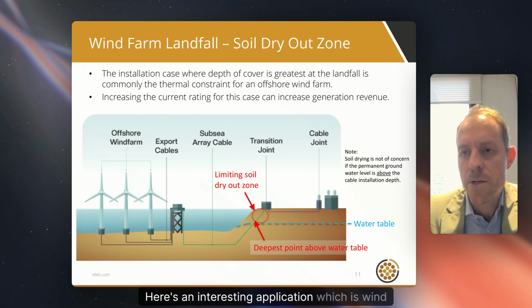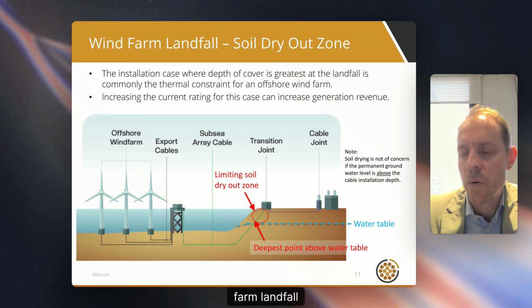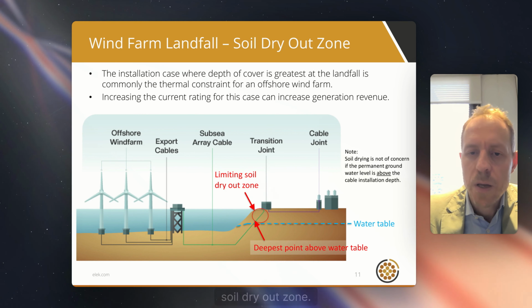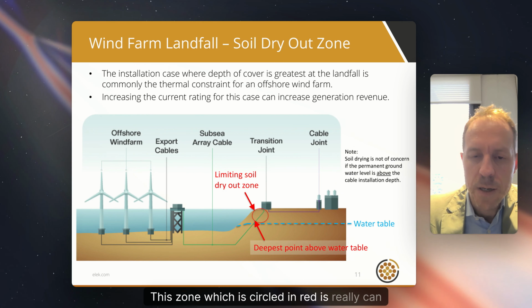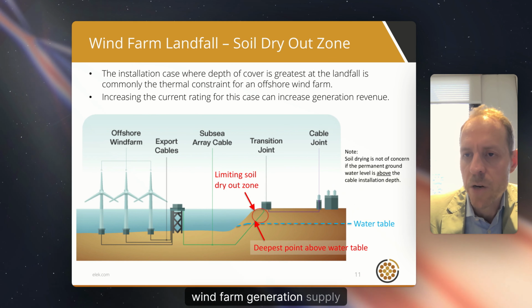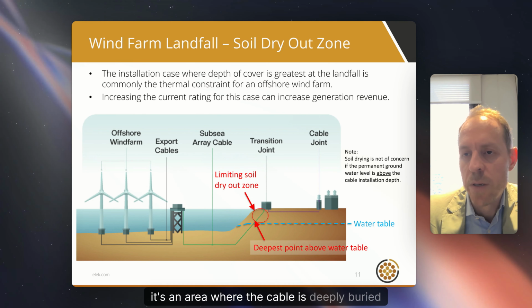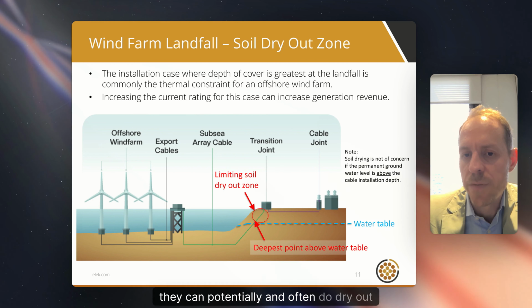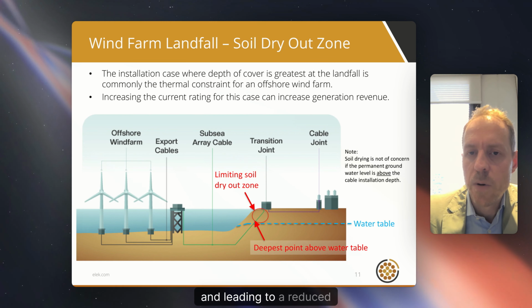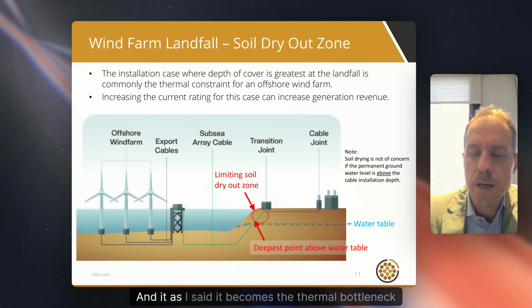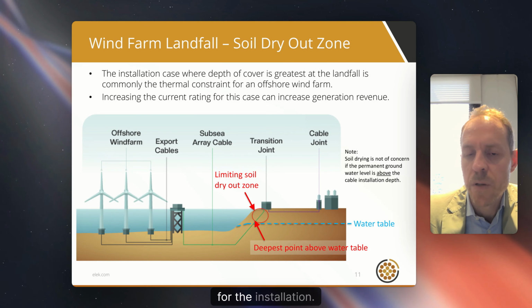Here's an interesting application, which is windfarm landfall. You can see the potential soil dry-out zone. This zone, which is circled in red, can become the bottleneck to the wind farm generation supply because it's an area where the cable is deeply buried above the water table, so the soils are not saturated. They can and often do dry out, leading to a reduced cable current carrying capacity. And as I said, it becomes the thermal bottleneck for the installation.